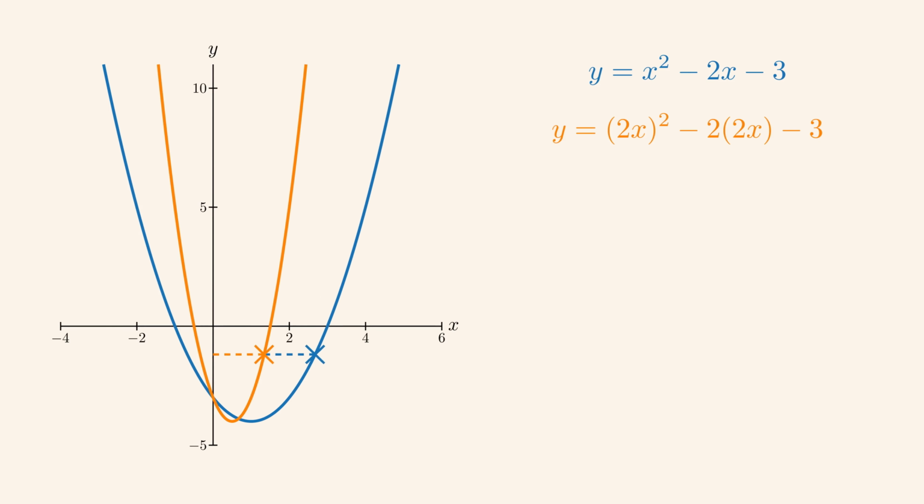This occurs because the coefficient of x inside the function is 2. The relationship holds throughout both curves. In general, replacing x with ax gives a horizontal scale factor of 1 divided by the magnitude of a. Since a equals 2 here, the horizontal scale factor is 1/2.